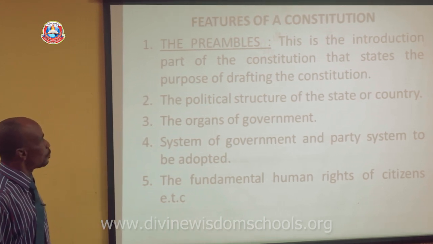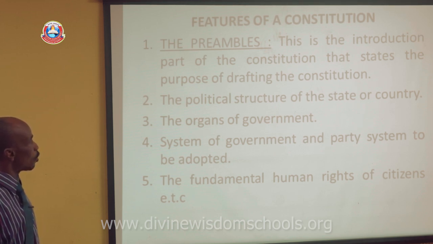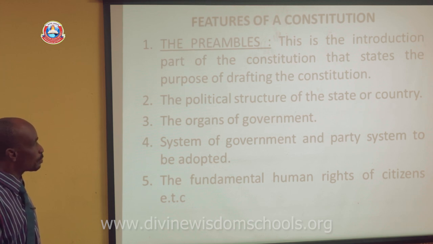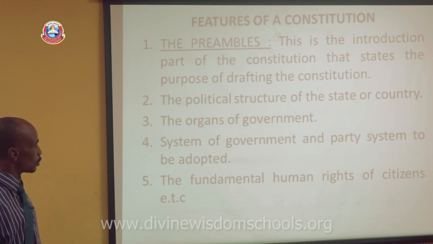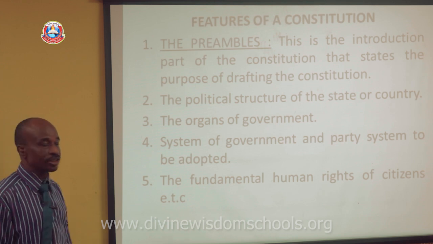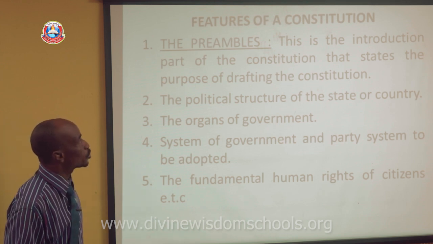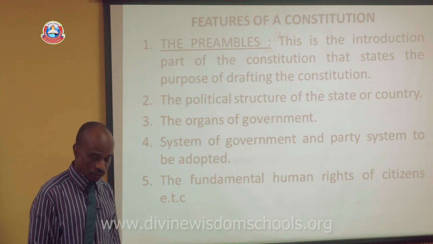The political structure of a state or a country, you find it in the Constitution. The organs of government, the system of government and party system that a country or a state will adopt or have adopted is part of the Constitution. Then the fundamental human rights of citizens. These are the features of the Constitution. These are the parts you will see in the Constitution.